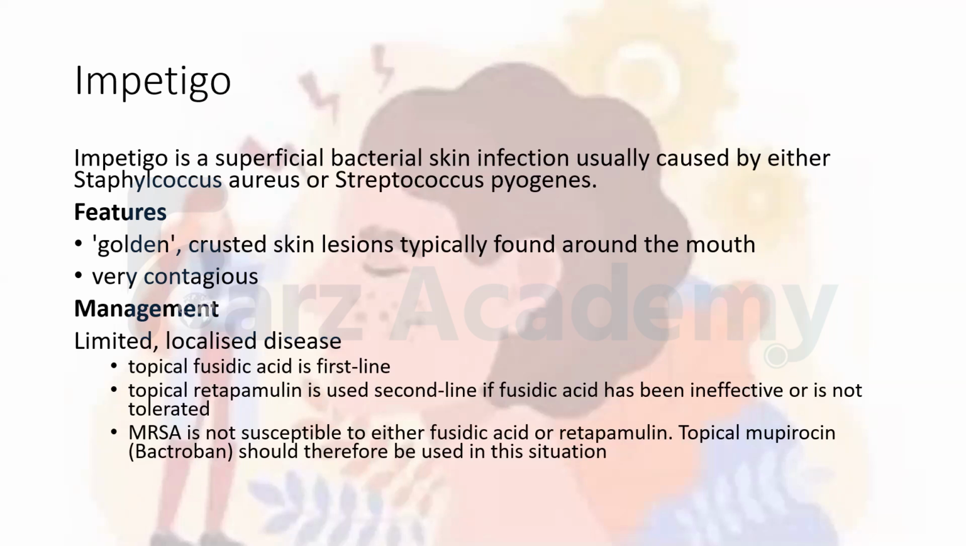So topical fusidic acid is used as the first line of treatment. Topical retapamulin is used as the second line if fusidic acid is not working or has been ineffective. And in cases where MRSA is not susceptible to fusidic acid or retapamulin, topical mupirocin can also be used to treat the lesion. Most common causes: Staph aureus and Streptococcus pyogenes.